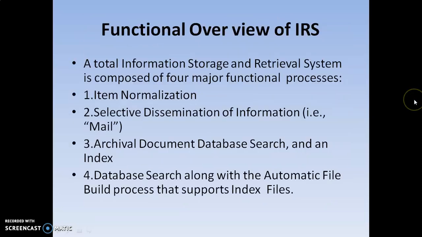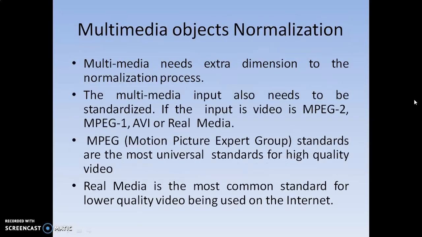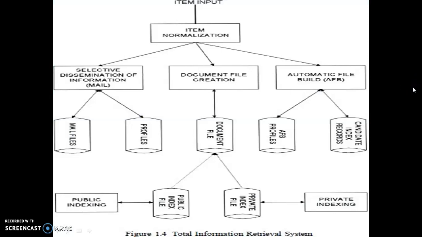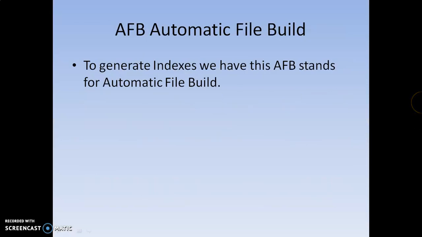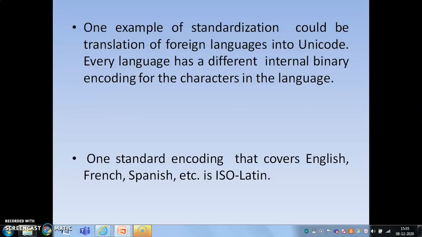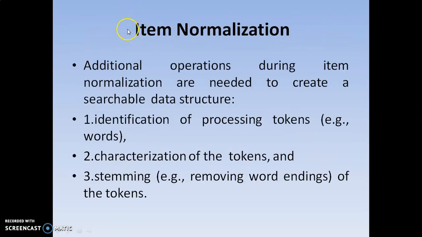Okay, so here we are discussing the functional overview of the information retrieval system. This diagram describes the functional overview of the information retrieval system: item normalization, selective dissemination, document file creation, and automatic file building. The first step is item normalization. What is the meaning of item normalization? In item normalization, whatever item there is will be put into a universally acceptable and standard format.